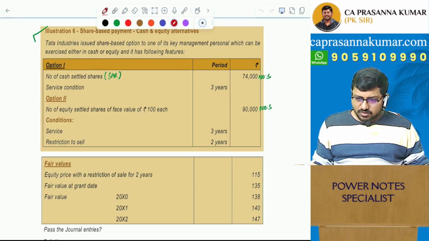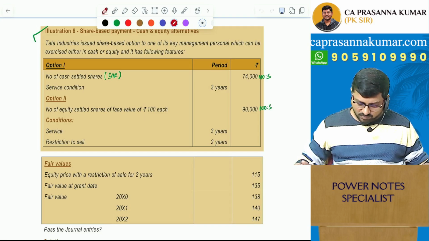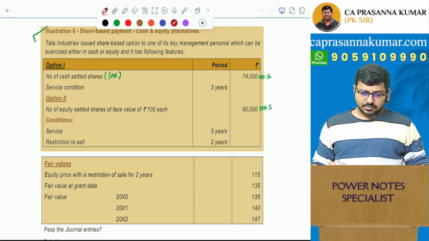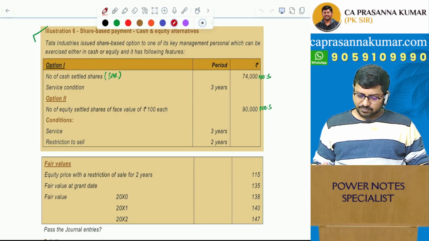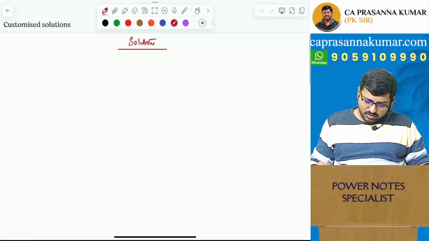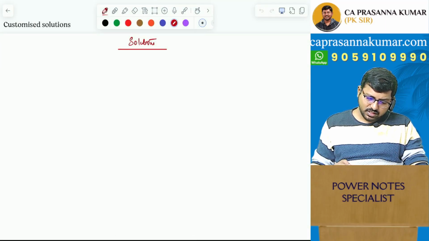Alright, guys, done with your reading? Finished, huh? Right. So let's start solving, Nana. This is illustration 6.